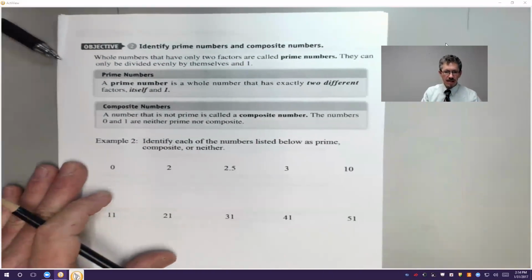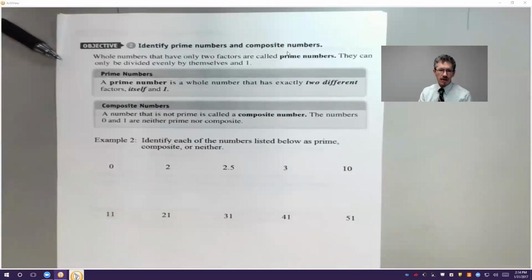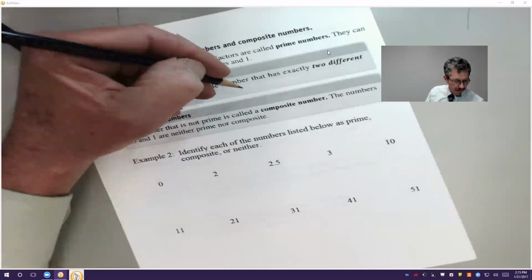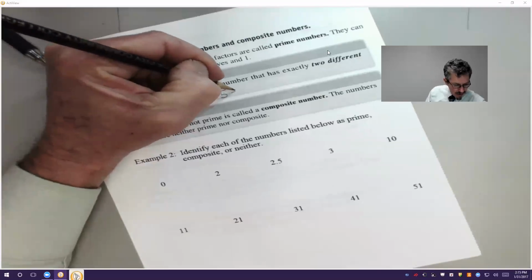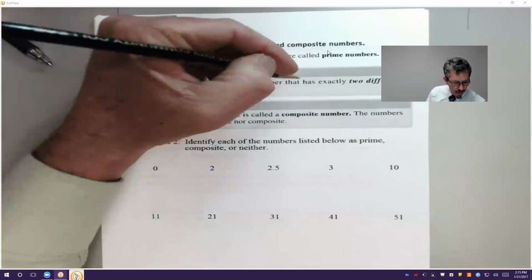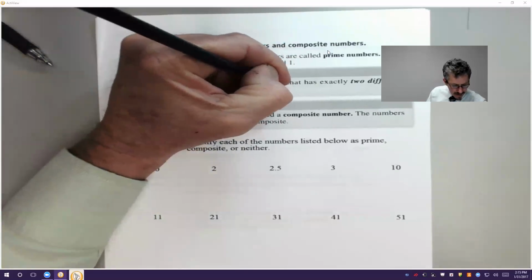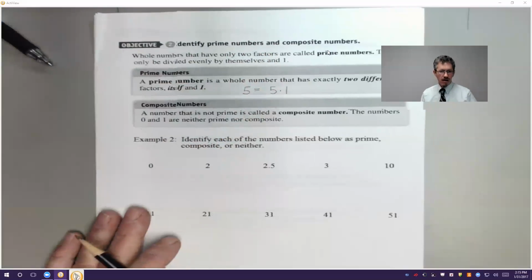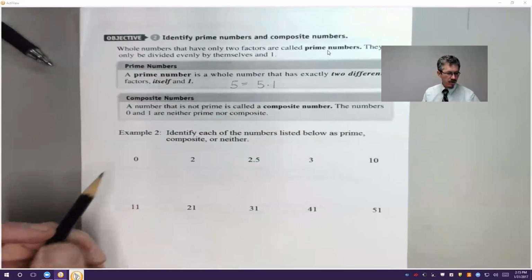Second objective in today's lesson, identifying prime numbers and composite numbers. Whole numbers that have only 2 factors are called prime numbers. They can only be divided evenly by themselves and 1. A prime number is a whole number that has exactly 2 different factors, itself and 1. As an example, I'll use 5. The only way that I would be able to write 5 as a product of 2 factors would be the number itself times 1. And this is the only way that I can write 5 as a product of 2 factors, so it's prime.